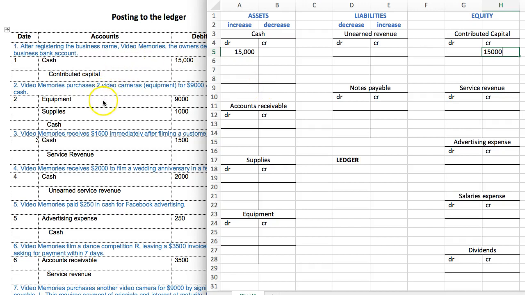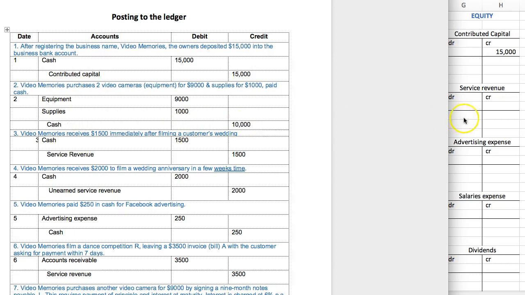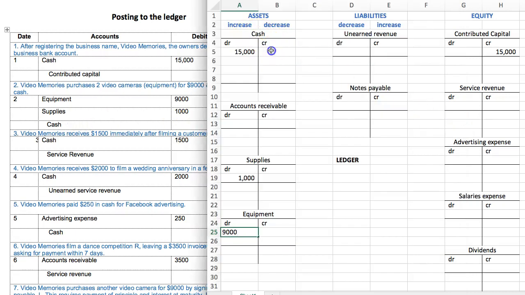Once you've done that, then you go down to the second one. I have equipment and supplies. Both are debit, and I type the number onto the debit side. The credit for this is cash, 10,000. So I go to cash, onto the credit side, and I put in 10,000. Number 3, I have cash debit, and I put that into cash on the debit side, and then I have revenue credit, and I put that into the credit side.